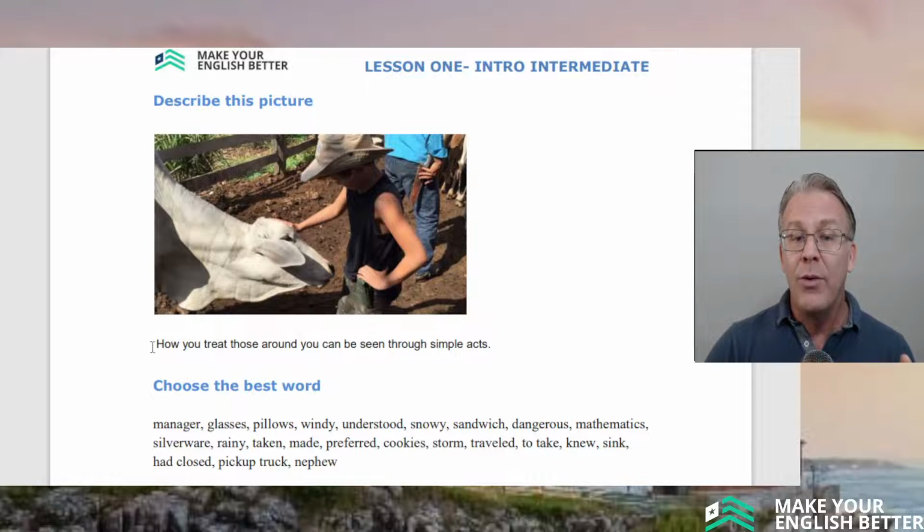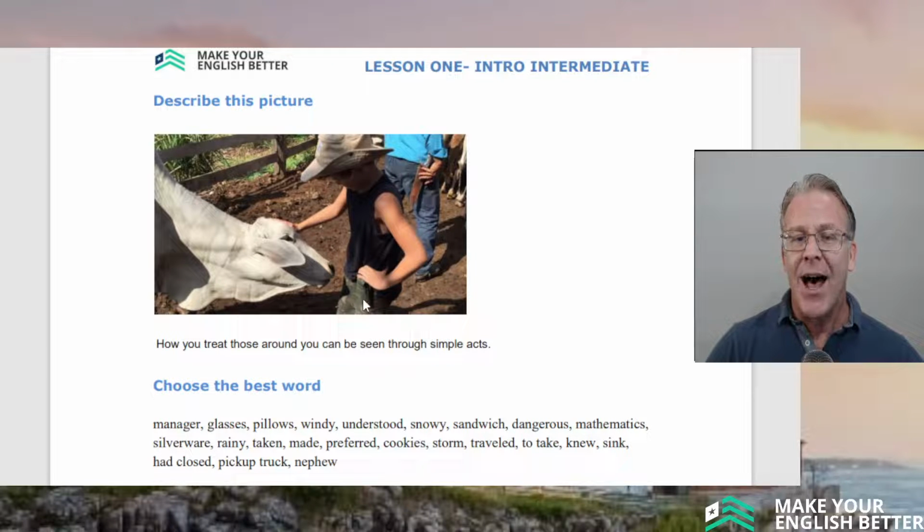So, how you treat those around you can be seen through simple acts. If you look at this picture, it is very simple, right? Here you have a boy. This is actually a picture of my son. He was much younger in this picture. Here you have a cow. This is a kind of cow grown in Brazil. And you can see his hand on the cow's head, and the cow is leaning in. It's a very cute picture. You see a fence, you see more cows, and you see another farmer with a big knife, right?